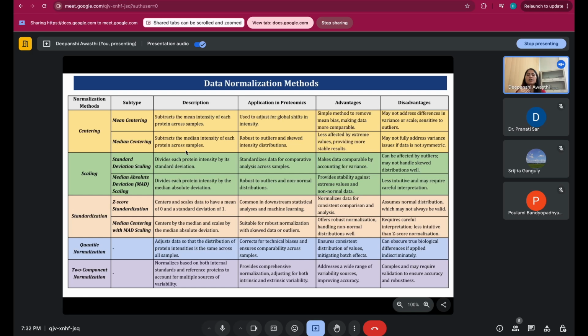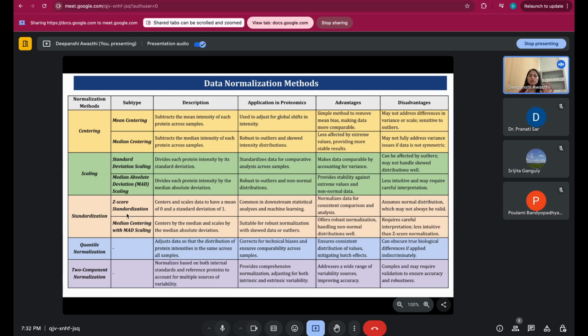And in this table I have also given the other normalization methods which have been discussed in your week 4. Firstly, there is centering, where you center your data on the basis of the mean and median. Then you can also go for scaling, in which you use standard deviation scaling or mean absolute deviation scaling. In standardization you can go for z-score standardization, where you center your data, and it is standardized in such a way that it has a mean of 0 and values are distributed around 0. So across various samples, it is trying to bring them to a common scale.